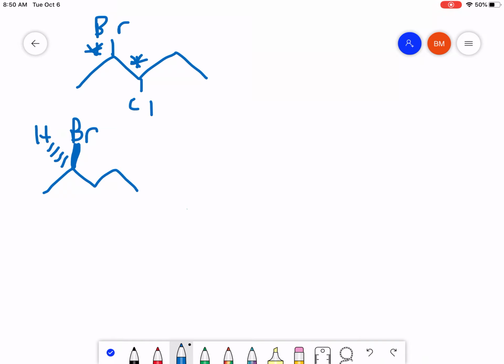All right, now we can do the same thing for the next carbon. You have a chlorine and a hydrogen on a dash and wedge. So I want to put the chlorine on the wedge. I'm going to put the hydrogen on the dash. All right, so that's one. That's 1 out of our 4 right there. How do you get the second one? Well, easiest thing to do, draw the mirror image.